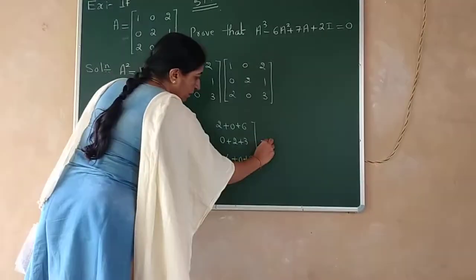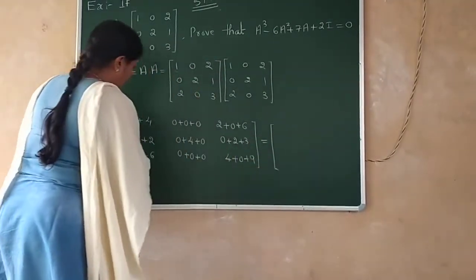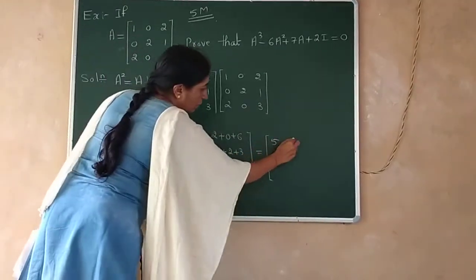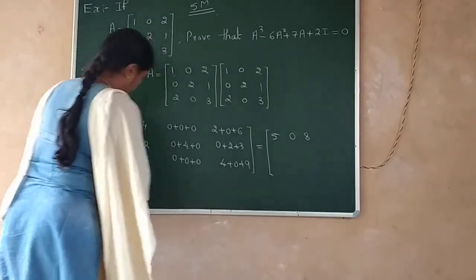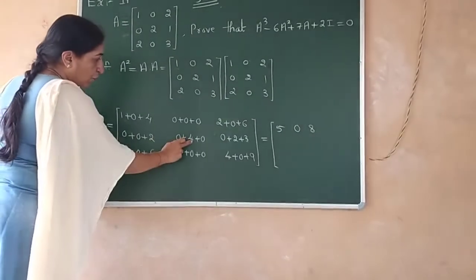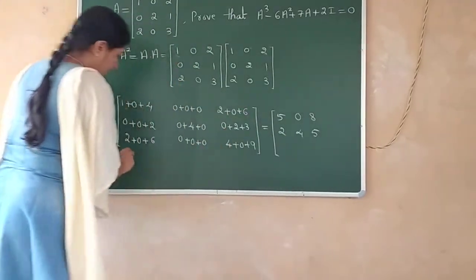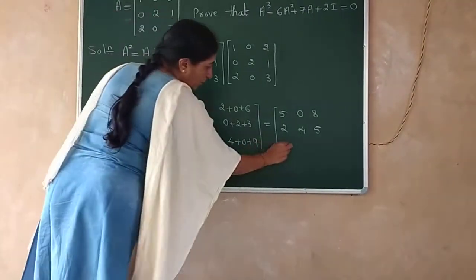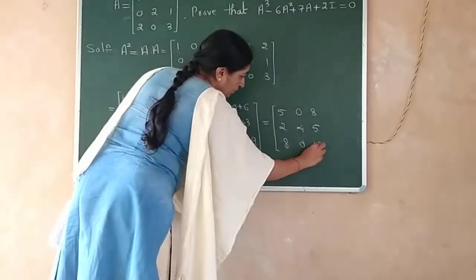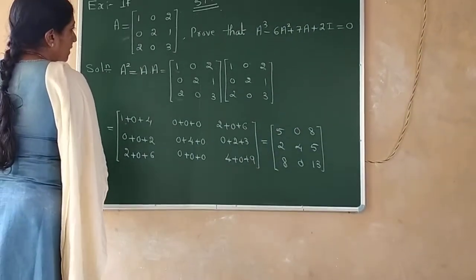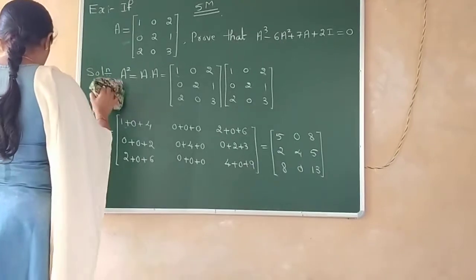Now simplify this. This is 1 plus 4, 5. Then 0. Next is 8. What about the next one? 2, 4, 5. Then 8, 0, 13. So this completes A square. Then what is the next one? In the next one we are moving to A cube. So find A cube.